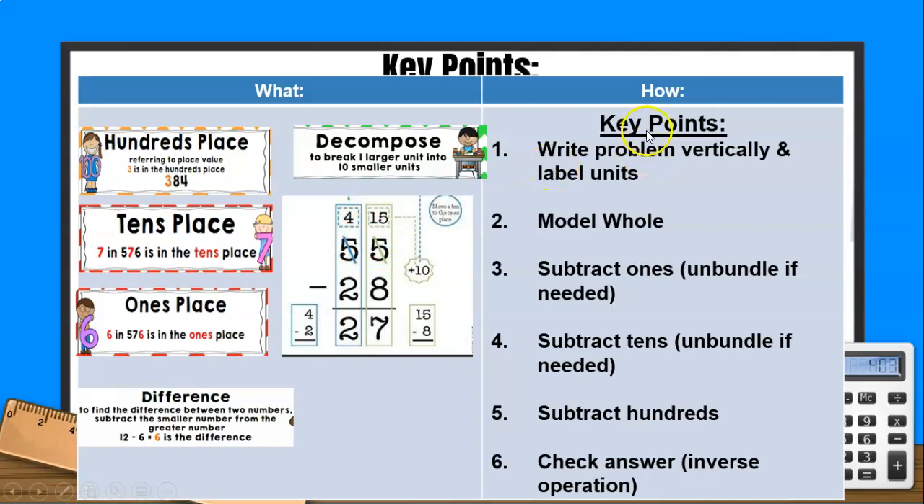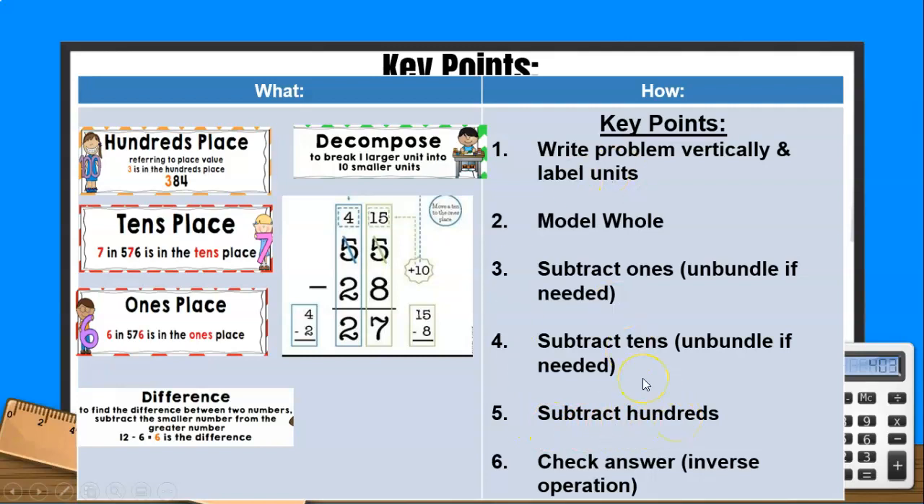So it's the same key points for subtraction. You write the problem vertically, and this is what it means: the numbers go top to bottom. And remember, when we subtract, we subtract top to bottom. And if our number is bigger on the bottom, we go next door and ask for 10 more. Key point number 2, we model the whole. Then we subtract the ones, and if you don't have enough, you unbundle. After you subtract the ones, you subtract the tens. If you don't have enough, you unbundle. And then key point number 5, you subtract the hundreds, boys and girls.